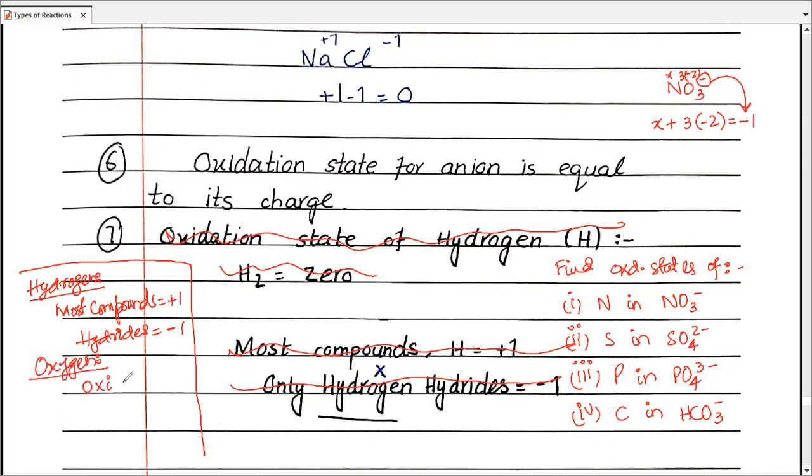Let's talk about oxygen. In most of the cases, oxides would have a state of -2, but only if the name of the compound is peroxide, the state of oxygen would be -1. Lastly, something most important and most particular in the whole periodic table is fluorine, which is always -1.